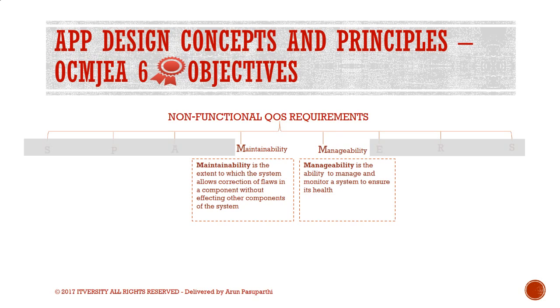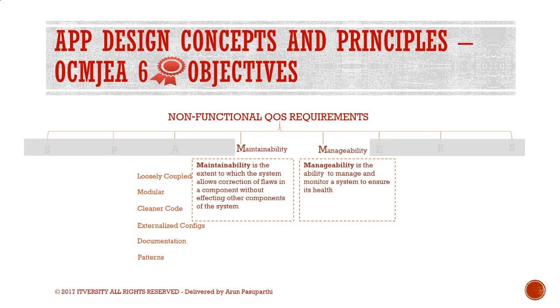There was a correction that I had to make here. I missed the word without in my introduction video on non-functional requirements. I recommend that you insert that word whenever you are trying to refer to that screenshot that I recommended you to take before, right? Next one is manageability, is the ability to manage and monitor a system to ensure its health. So manageability is about managing and monitoring. Maintainability is about correcting the system without impacting other components of the system.